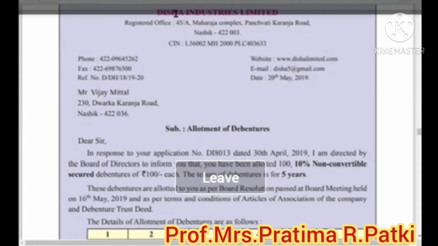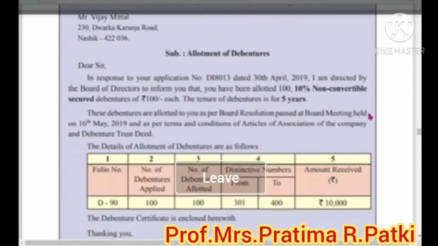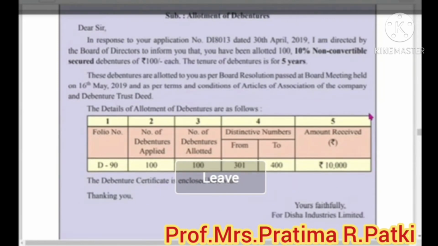We over here means the company. Which is the company? Disha Industries Limited. So the Disha Industries Limited company secretary is writing the letter to Mr. Vijay Mittal. Where is he staying? He is staying in Nasik. Where is the company? The company is also in Nasik. After writing the inside address, we go on to the subject. We write down allotment of debentures. After the subject, we write the salutation. Salutation is dear sir.